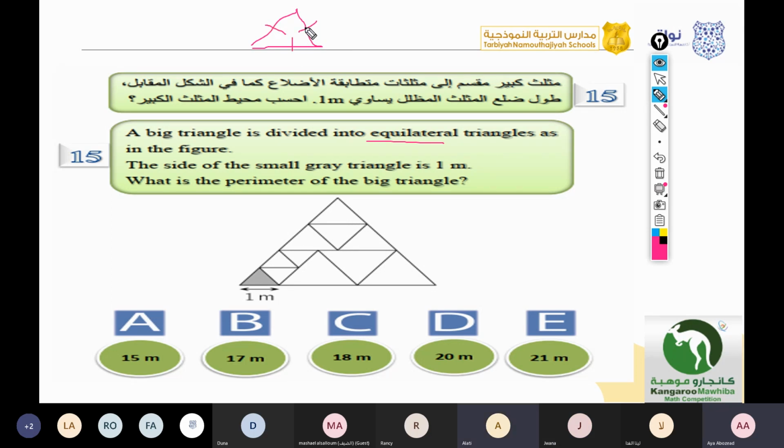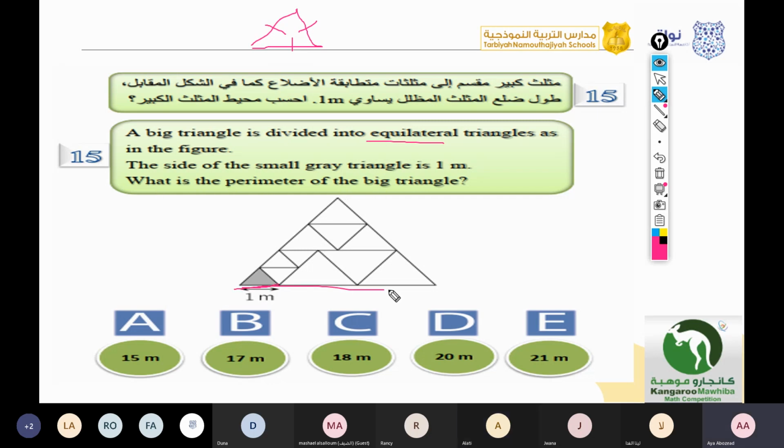Now the last question, I will just give you a note about this question. A big triangle is divided into equilateral triangles. The equilateral triangle, you know this, you take it in grade 4, the equilateral is equal from all sides. So if this is 1, so this is 1, so this is 1. So all the sides must be equal if I say equilateral triangle. The side of the small gray triangle is 1 meter. What is the perimeter of the big triangle?